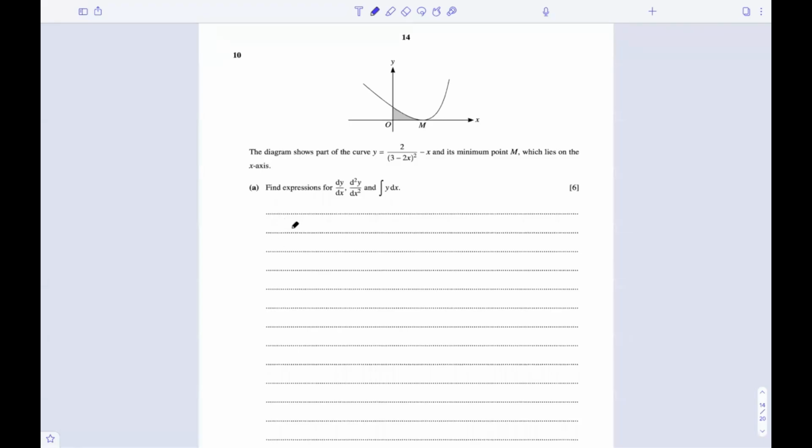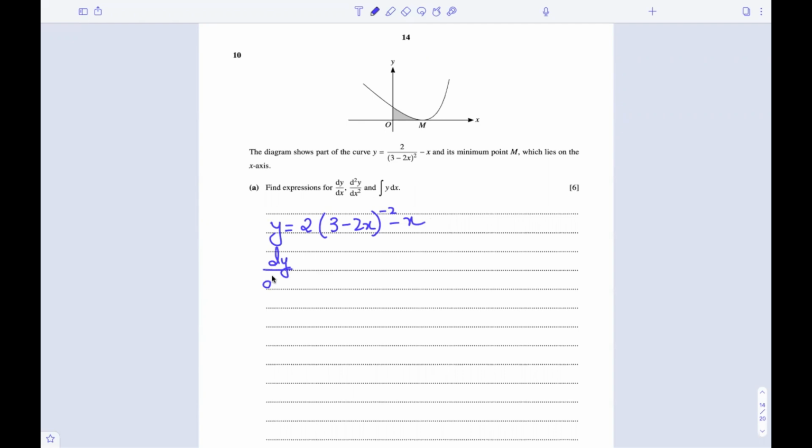In this question, we have a curve for which we have to find the derivative, the double derivative, and the integral. To find the derivative, we make sure that our expression is in the numerator, so we write it as 2 multiplied by (3 minus 2x) to the power -2, minus x.